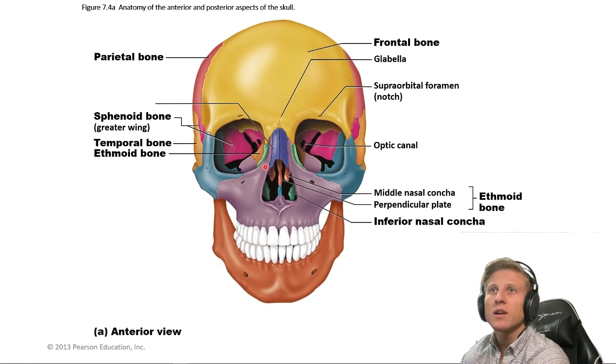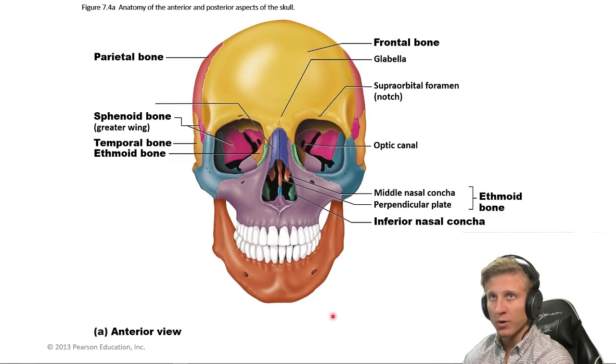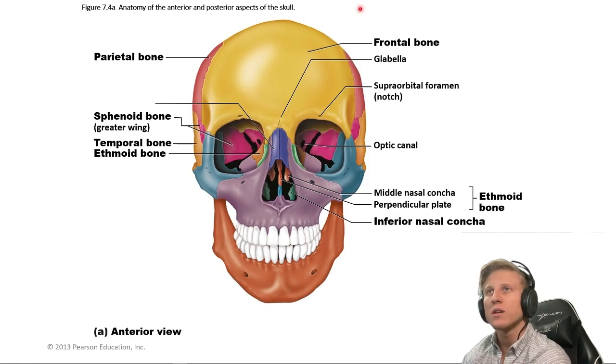This bit right here, these 3 plates, as well as this little portion on the side where you can see the line being drawn to, those are all portions of the ethmoid bone. And then we have the inferior nasal concha along here. We'll cover that again later.